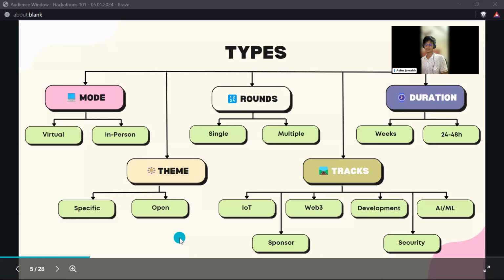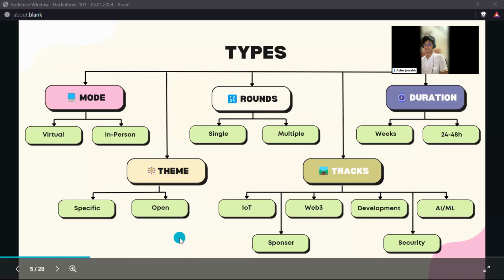The second is based on the rounds. You could have a single round or multiple rounds. Single round is something like ETH for All, where there is no selection criteria. Anybody can participate from across the world. Multiple rounds is something like ETH India, wherein you need to first get shortlisted. For ETH India, we had to submit a profile, and based on our previous work, they shortlisted 2,000 people. Because when it's in person, you cannot allow a lot of people to come. You have to have limited people so that you can arrange everything well for them.